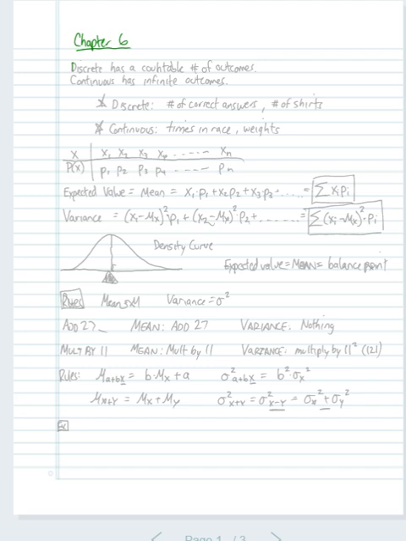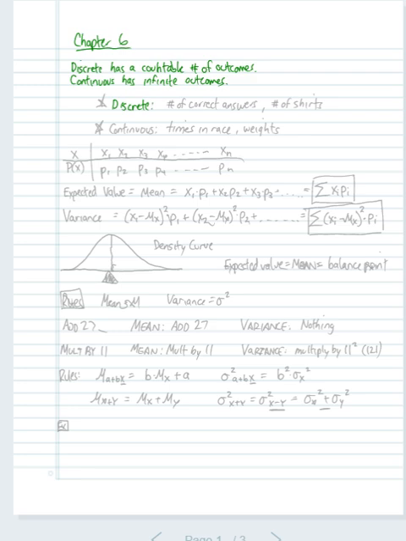So the difference is that a discrete random variable has a countable number of outcomes, whereas a continuous variable has infinite possible outcomes. So let's say continuous has infinite outcomes. So let's talk about a couple of examples for each one of those.